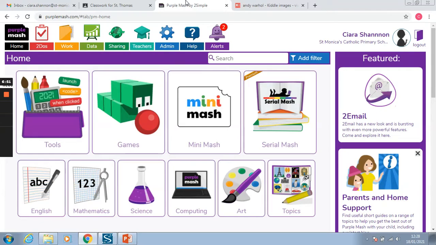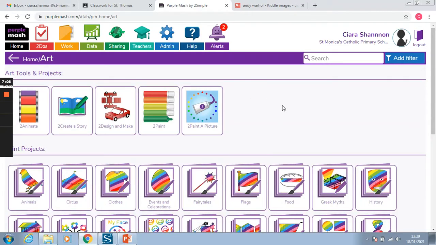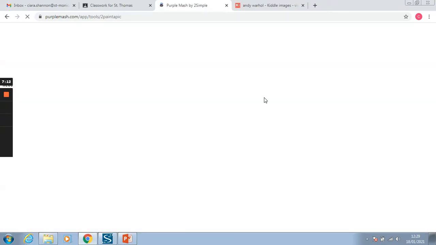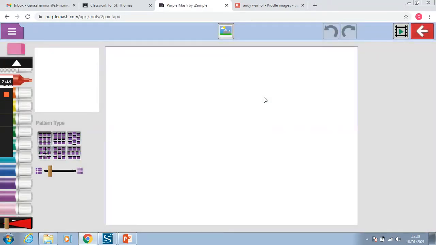It doesn't have to be a portrait, and I'm going to show you how to do it on Purple Mash if you want to do it on a device. If you'd like to do it on paper, if you have crayons or colouring pencils, that's also fine. If you want to do it on Purple Mash, just follow me. So you go onto your home page on Purple Mash, you then click on Art, and then you're going to click on To Paint a Picture, Launch App. You can do this on a mobile phone, on a tablet, on a computer.